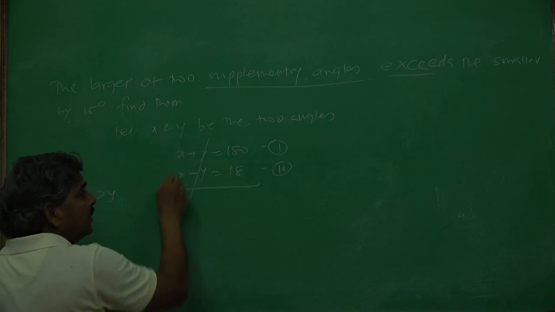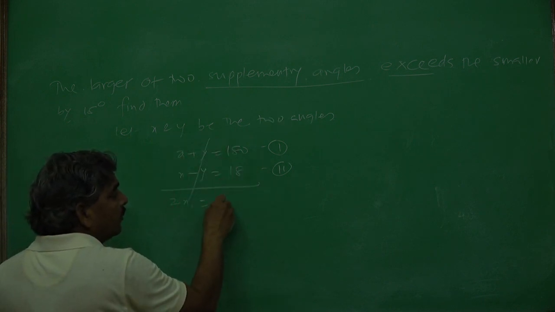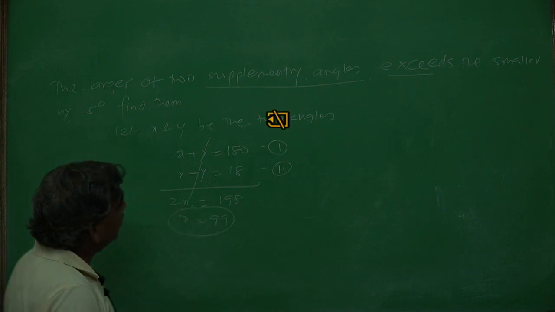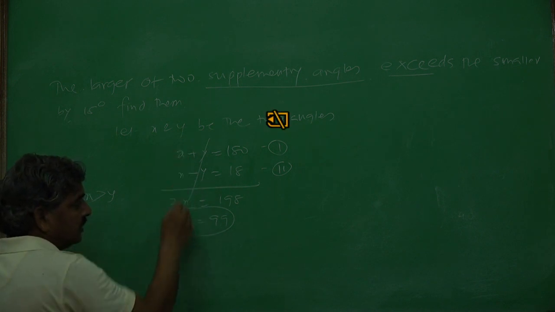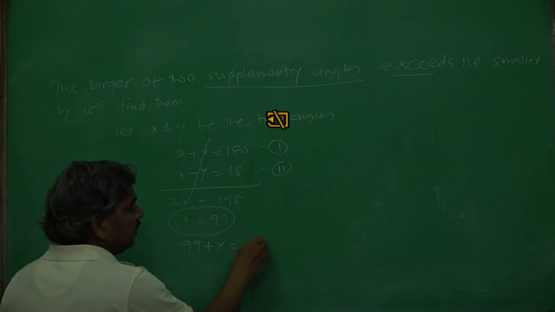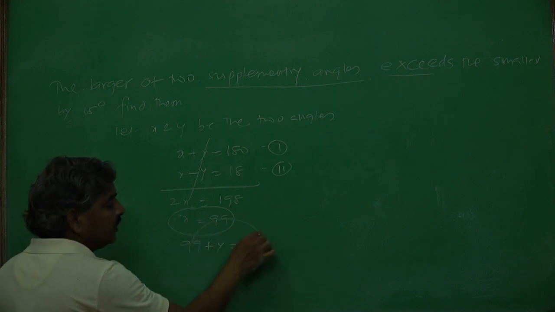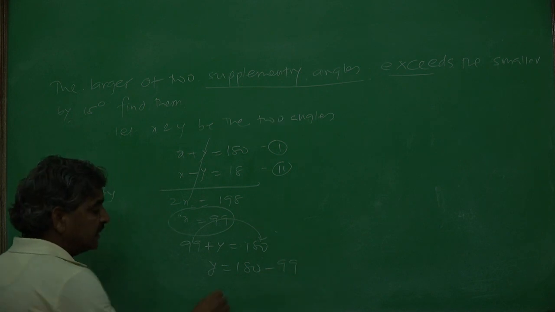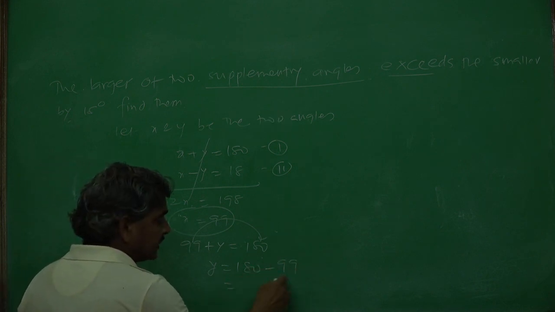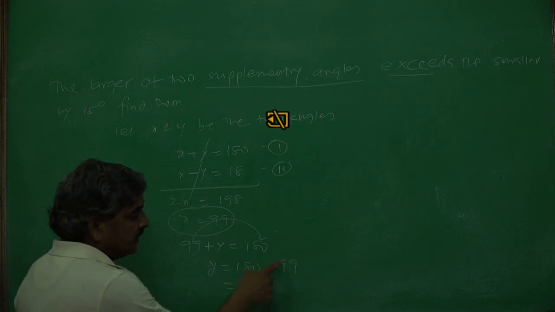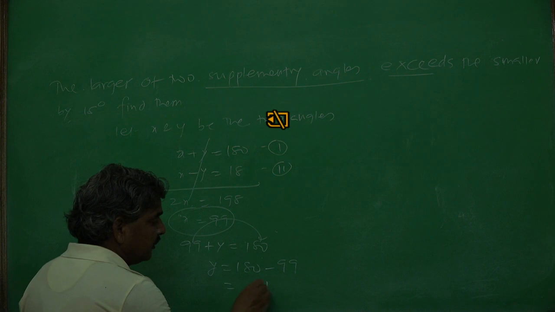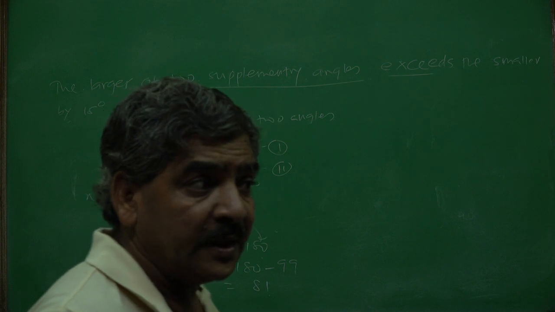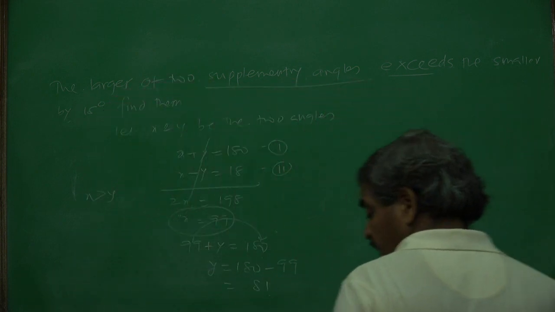So add the equations. 2x is equal to 198. x is equal to 99. Now put this value of x in any one of the equations. 99 plus y is equal to 180. Now shift 99 to the right hand side. So y is equal to 180 minus 99, which is equal to 81. That is the answer. The measure of the two angles is 99 degrees and 81 degrees.